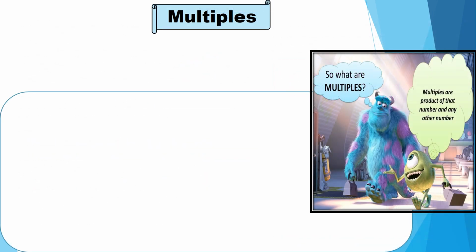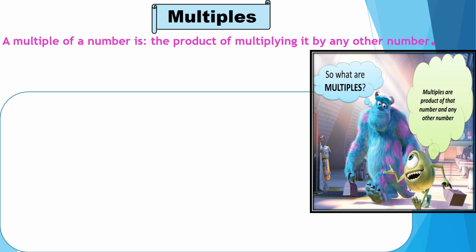Let's move to multiples. What are multiples? Let's ask our monsters here. What are multiples? Multiples are the product of a number and any other number. How can we know it? A multiple of a number is the product of multiplying this number by another number.